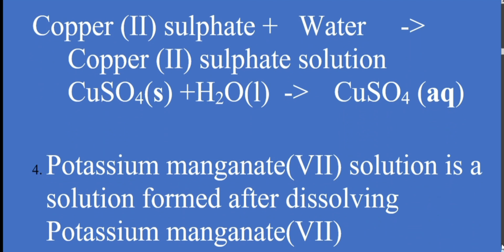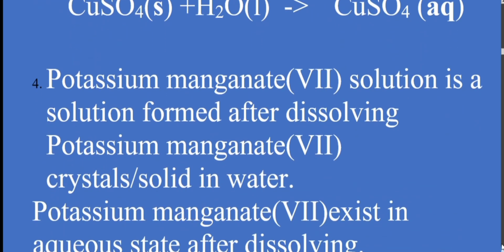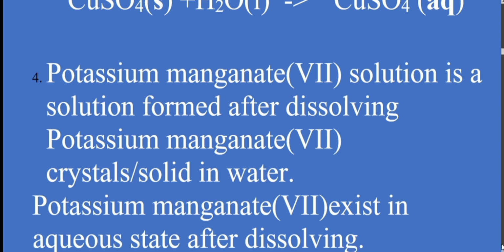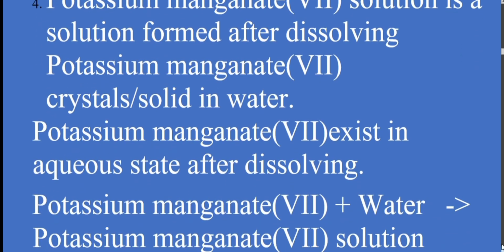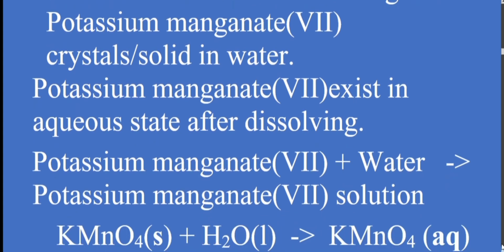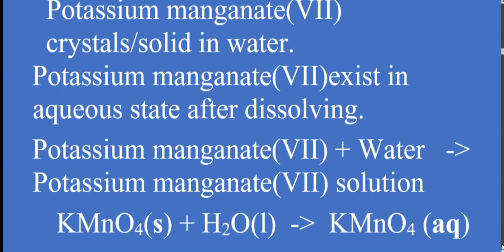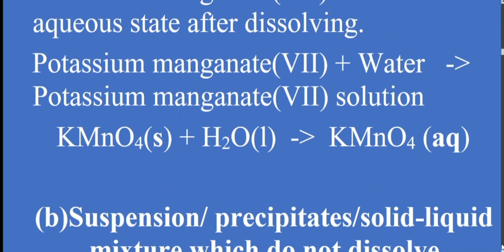So we say that when we are dissolving a solute in a solvent, we have the solute solution. That's why we now have copper 2 sulfate solution. Potassium manganate 7 solution is formed after dissolving potassium manganate 7 crystals or solid in water. So it's still the same: potassium manganate 7 dissolved in water, the word equation, then the chemical equation.